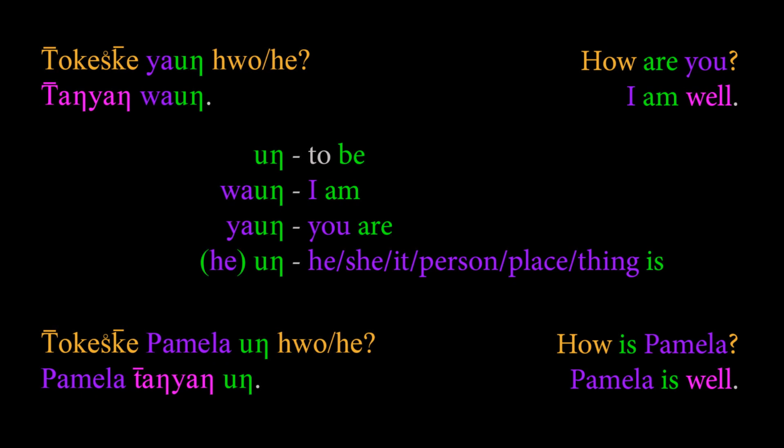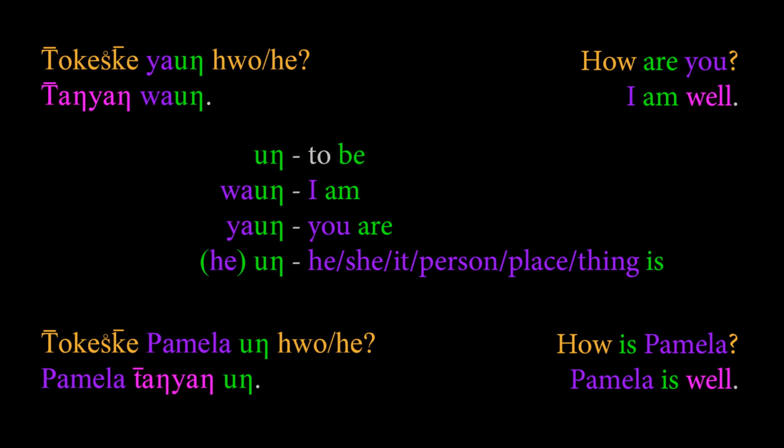Okay, now again, look at the last sentence. The subject is Pamela. It's not I, it's not you, it's a person. So I use that person's name. That person is the subject, and in this situation, this is the first word in the sentence. But that verb still stays at the end. So to sum it up, in Lakota language, the verbs are always at the end. They're always at the end of the sentence.